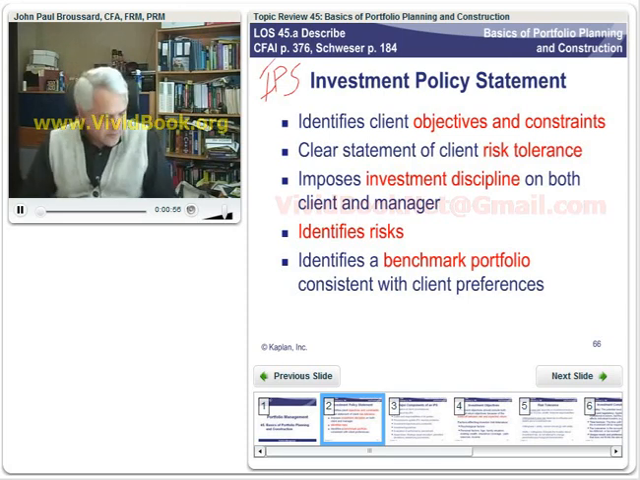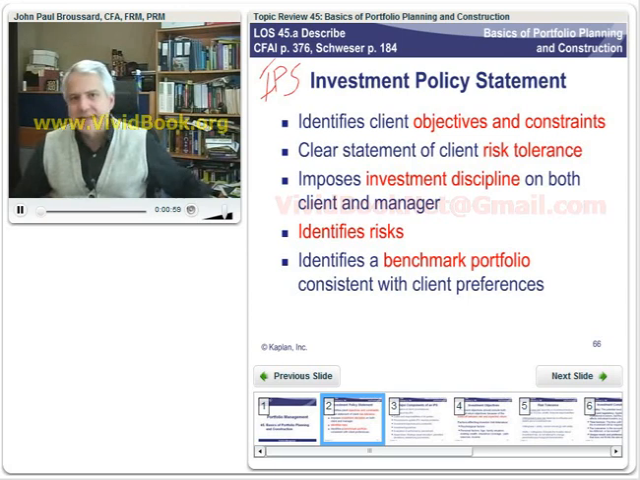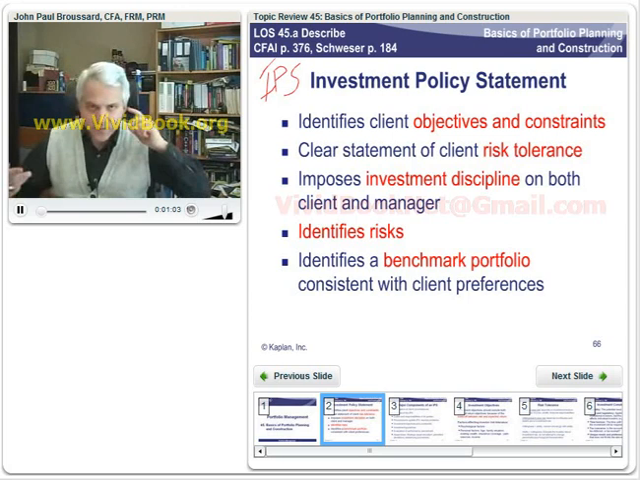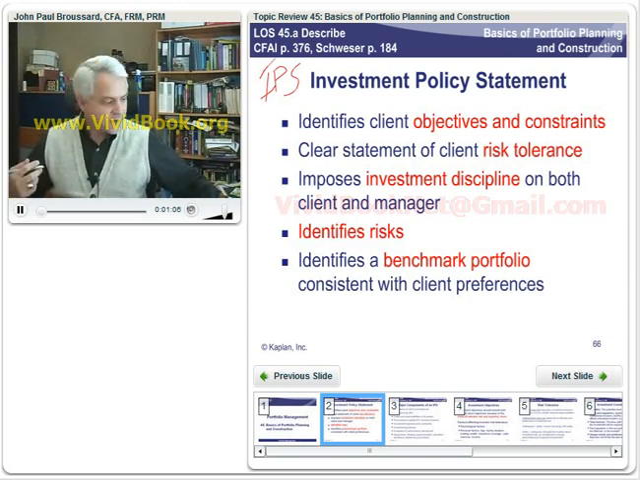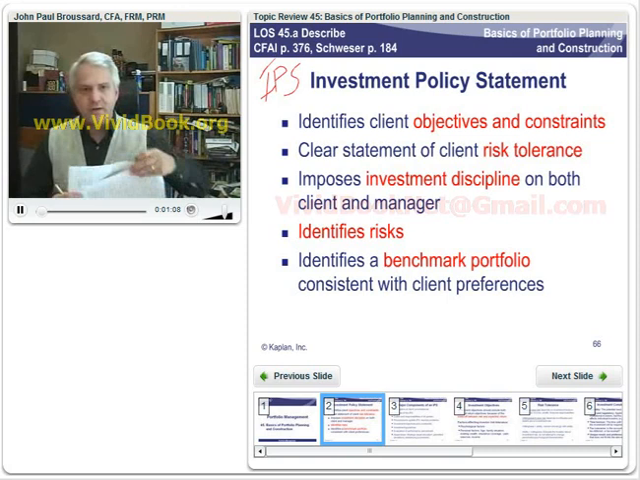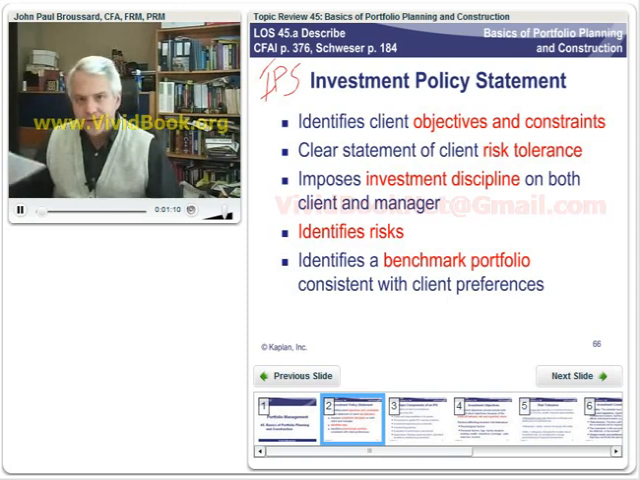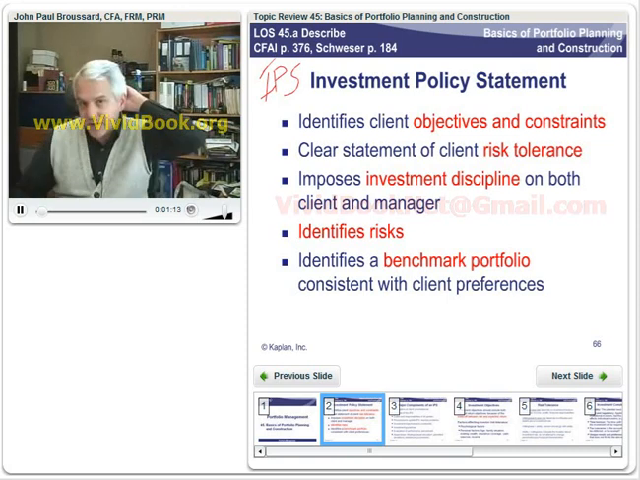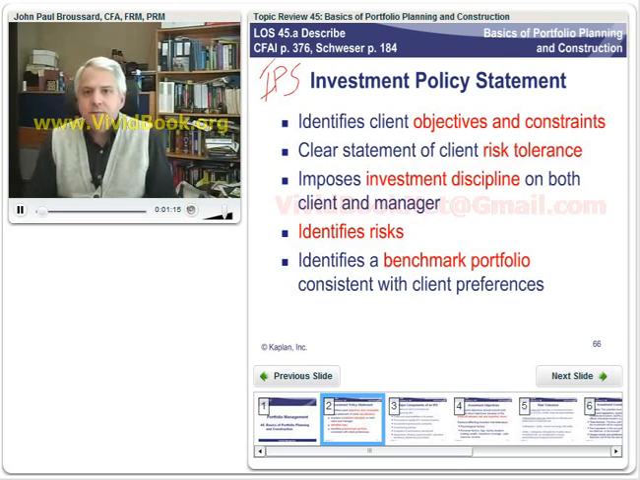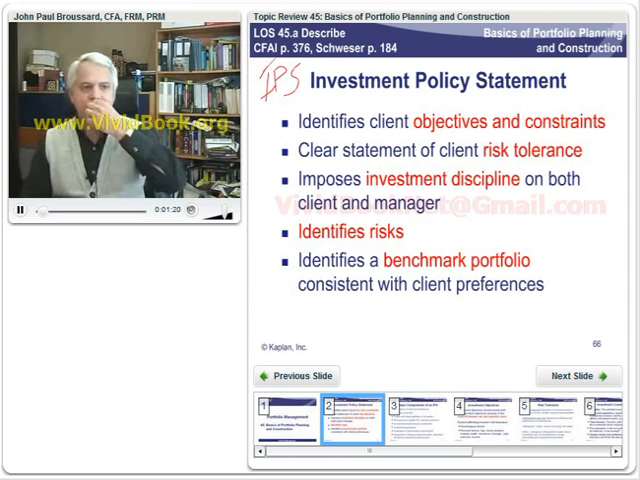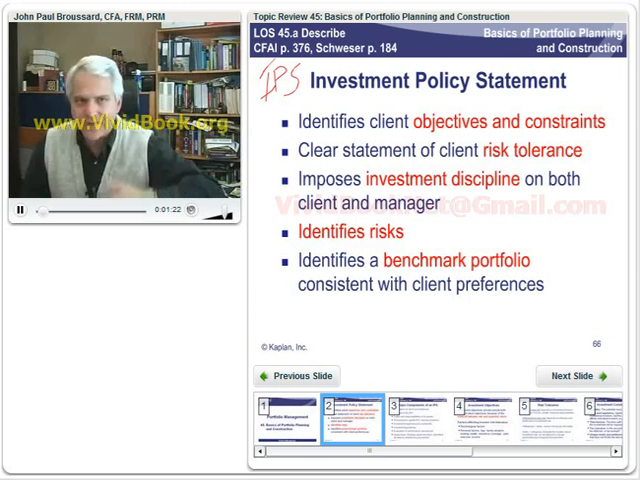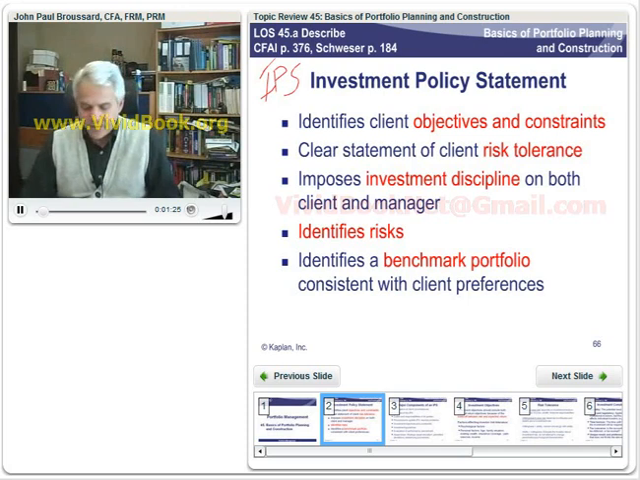But what the IPS is, it's a formalized statement of who, what, when, where, how dollars get invested, who does investing, what the portfolio manager can invest in, what are the objectives of the client, and it also identifies specific characteristics of what type of process you're going to be following whenever you make investments for the client. It is a formalized document. What does that mean, formalized document?